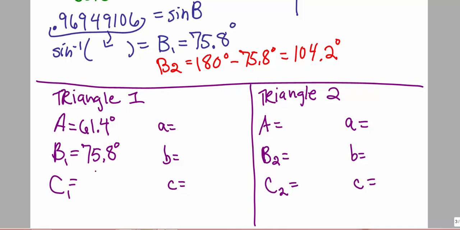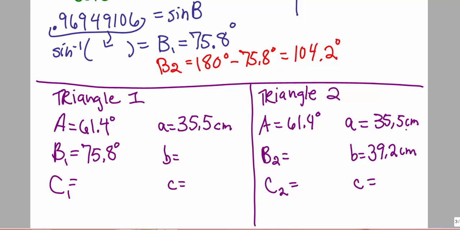What else were we given for sure? Side A, there's no ambiguity there. That was given to us as 35.5 centimeters, and that's going to be true for both. Let's go ahead and label both of those. So here's everything we know for sure, no ambiguity here. And side B also for both, we know has to be 39.2 centimeters.